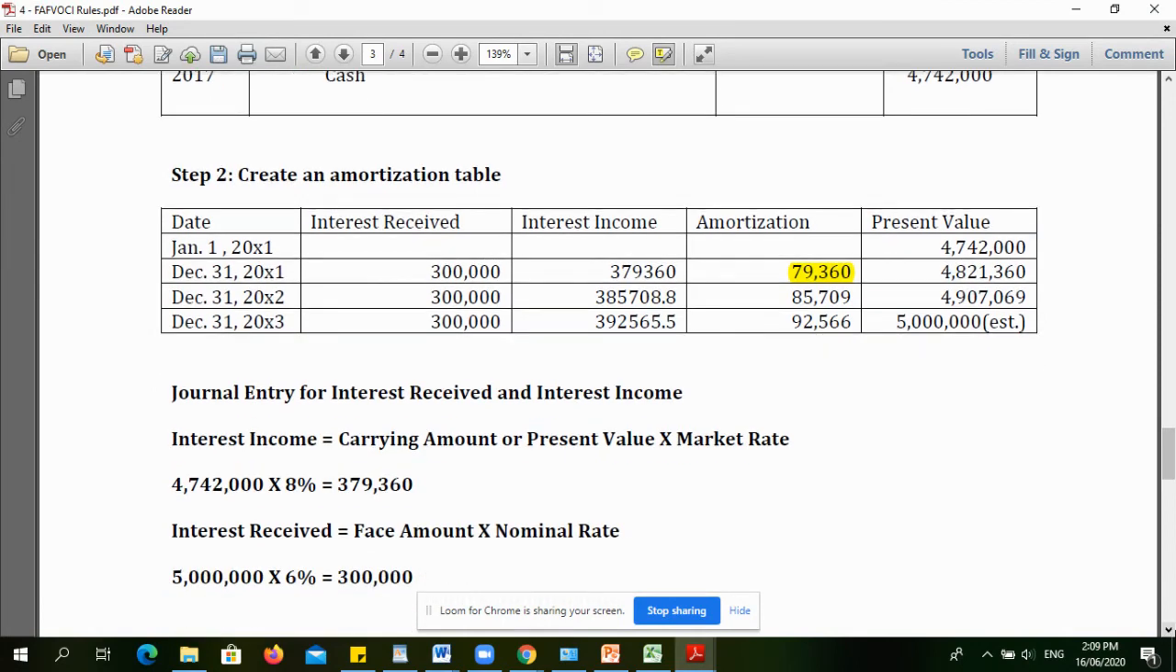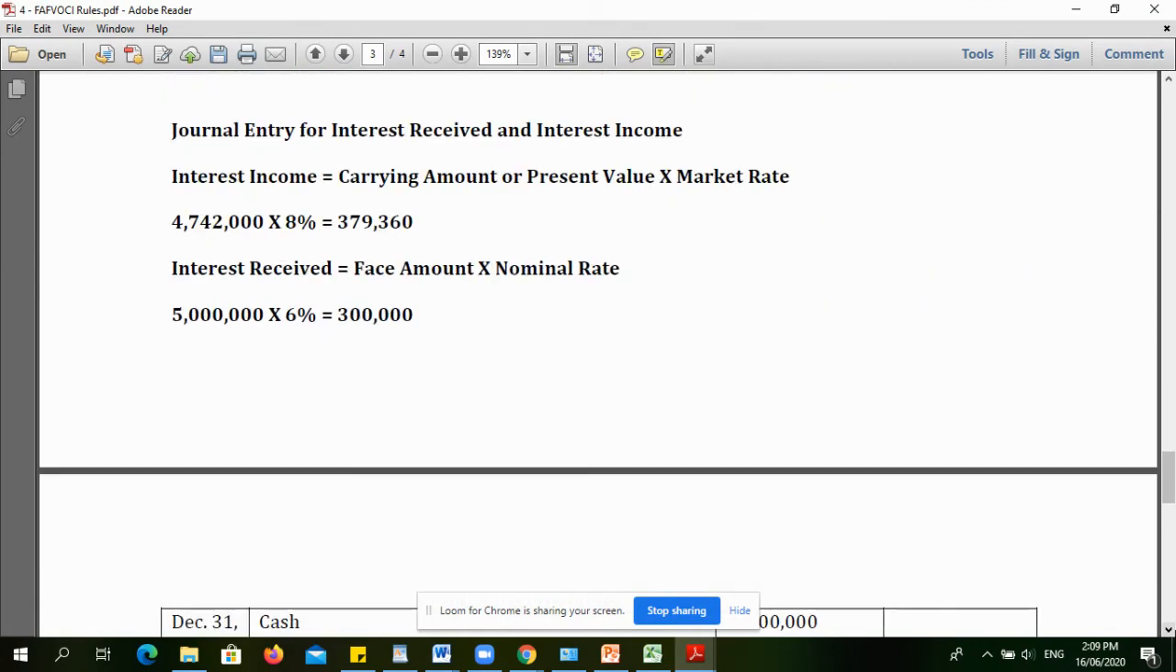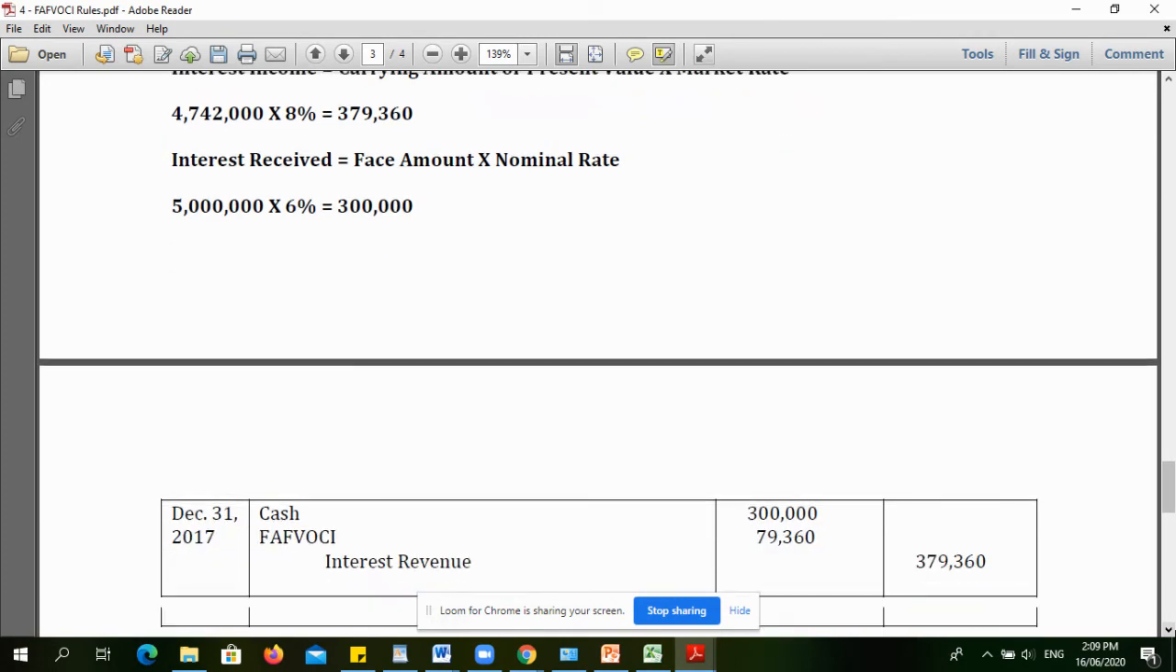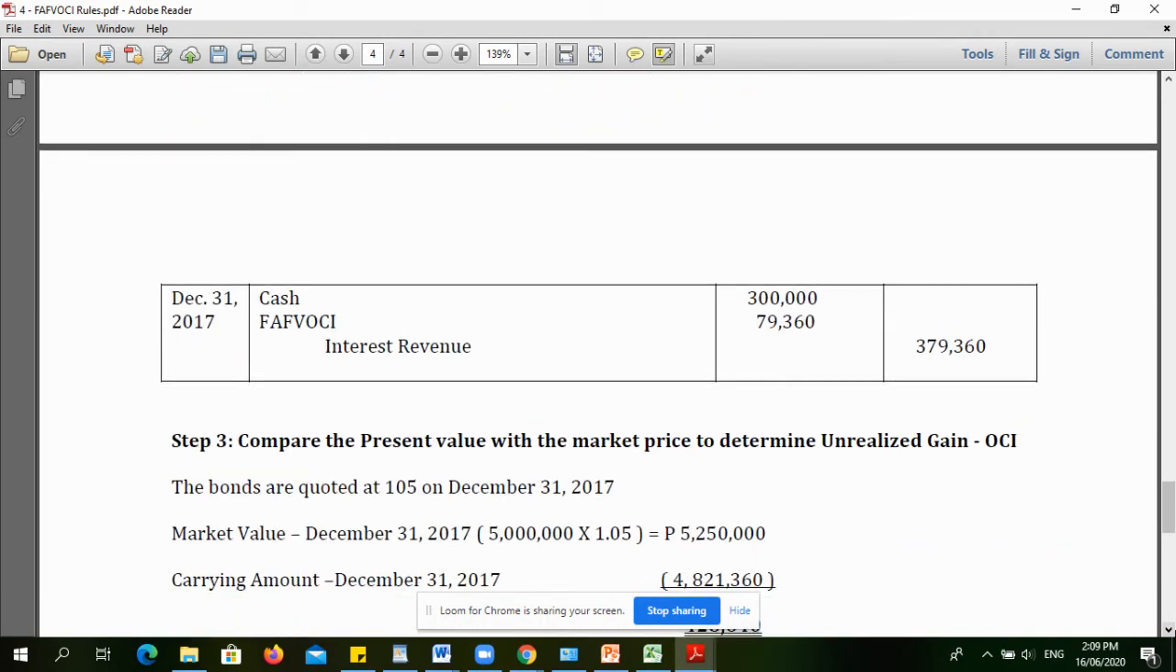So, we journalize the amortization. Remember, for the first year, we had cash received of 300,000, we have interest revenue, and we have FAFVOCI. Notice that FAFVOCI is debited, because our goal is for the present value to keep increasing until it reaches 5 million.